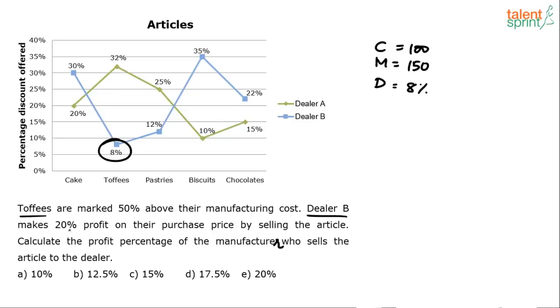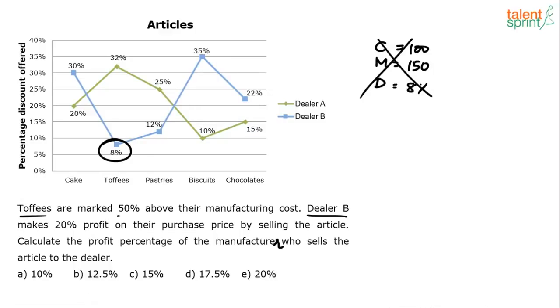He makes a profit of 20% on their purchase price by selling the article. Okay. Now at what price is he selling the article? Okay, hold. There is a twist in the question. All of you have to pay attention. I think these are wrong numbers.